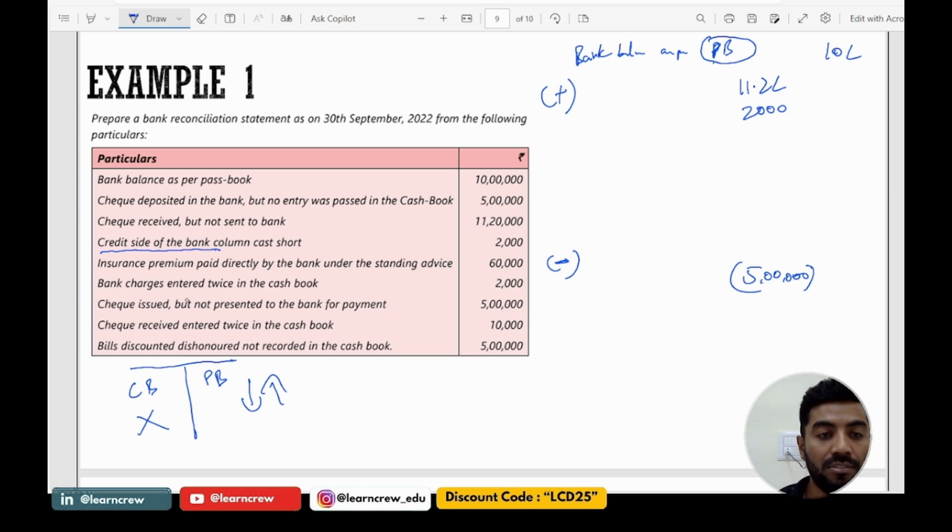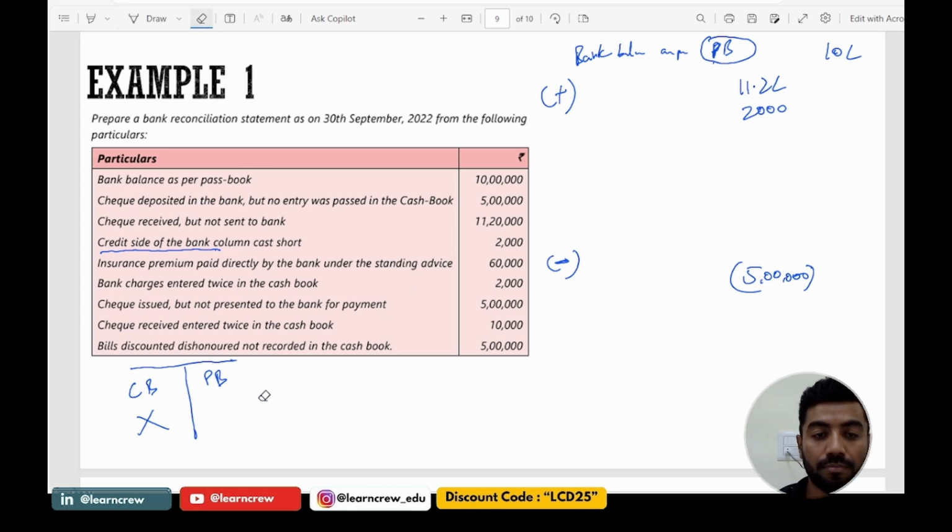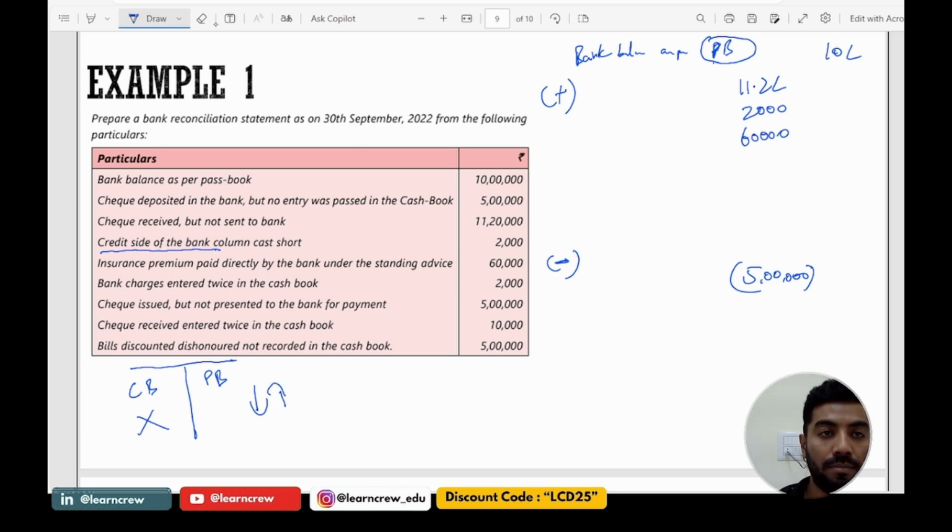Done. Insurance premium paid directly by the bank under the standing advice. Insurance premium paid directly by the bank. Expense. So the bank is paying the expense directly. So what will happen? The passbook balance will be less at that time. In order to make it equal, we have to add that. That is nothing but 60,000.